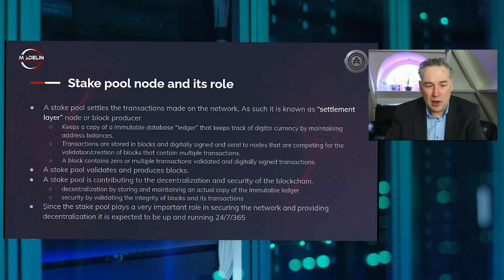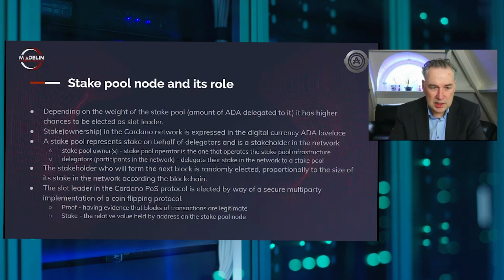It contributes to the decentralization and security of the blockchain. And why decentralization? Because it's maintaining a complete copy of the ledger. And why security? Because it's validating the integrity of the blocks and their transactions. So this means a stake pool plays a very important role within the network of a blockchain, in this case Cardano, and it should be up 24/7, 365 days a year. And this is something that the stake pool operator should take care of.